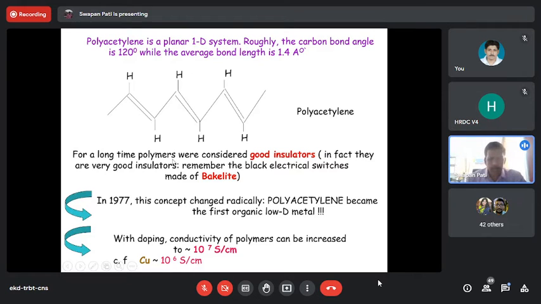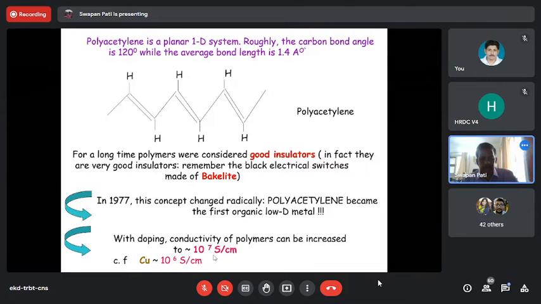For a long time, polymers were considered good insulators. In fact, they are very good insulators. Remember the black electrical switches made of bakelite that even now all people use. In 1977, this concept changed radically. Polyacetylene became the first organic low-dimensional metal. With doping, the conductivity of polymers can be increased to 10 to the power 7 Siemens per centimeter. Remember, copper, which is a conductor, is 10 to the power 6 Siemens per centimeter. So the polymer has much more conductivity than even copper and silver.